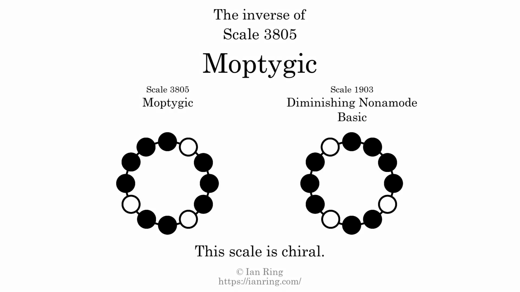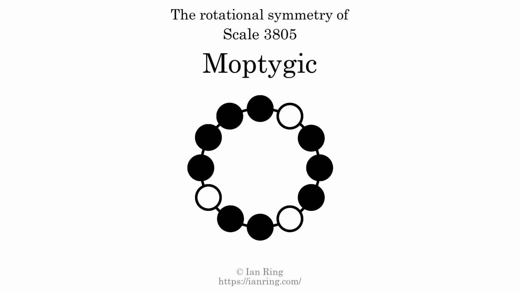The inverse of a scale is a mirror image. It is what you get when the sequence of intervals is reversed. The inverse of this scale is scale 1903, also known as diminishing non-mode basic. This scale is chiral. It cannot transform into its inverse by rotational transformation. This scale has no rotational symmetry.